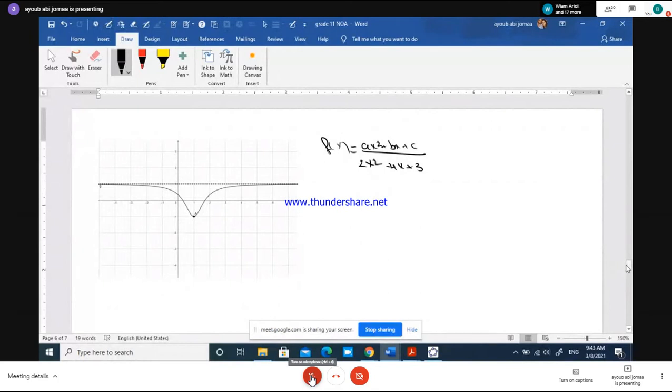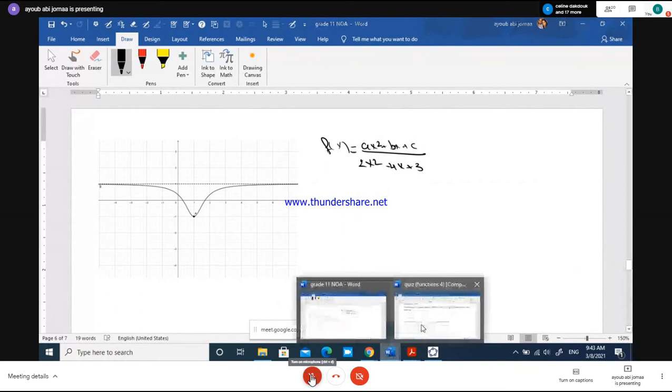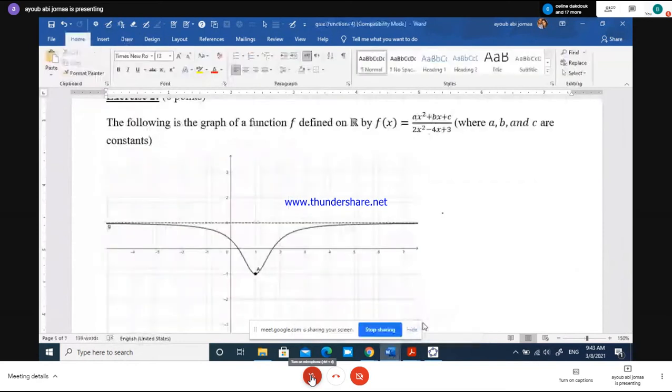From this function, we need the three information. خلينا ناخذ هذيك أوضح شوي. Here you have to find the values of A, B, and C, and you have three unknowns. So you need the three information from this graph. What are these three information?